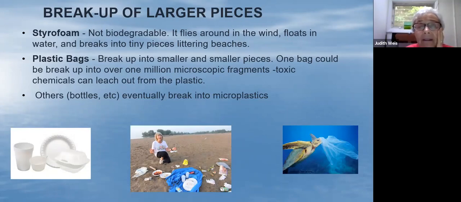One plastic bag could become over 1 million microscopic fragments. And as they're breaking up, toxic chemicals can leach out from the plastic. And then other things like bottles, things that are more rigid plastic, will more slowly, but eventually also break into microplastics.